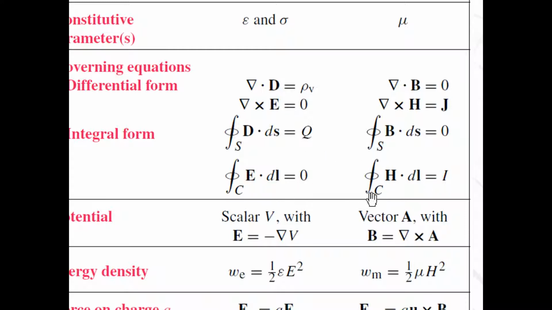We defined a Gaussian surface, and we said the surface integral of D dot dS around that Gaussian surface is equal to Q, the total charge enclosed within the surface. So this was Gauss's law, and this is basically the integral form of the second Maxwell equation. Del cross E is equal to 0. If you apply Stokes' theorem, then you get this form.